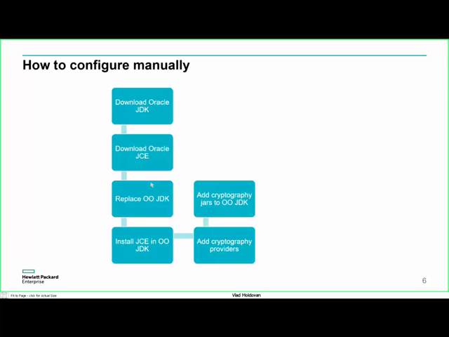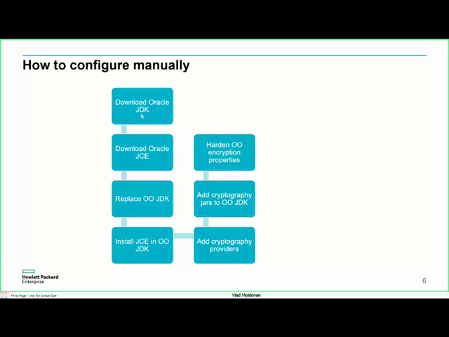We need to install the cryptography jars. So the actual jars that are going to be using these providers. These jars are located in the OO install lib folder. So both in the central lib and in the RAS lib. But because these are not used in regular installs, these need to be provided manually into the Java folder.